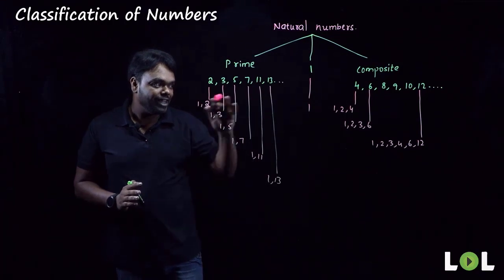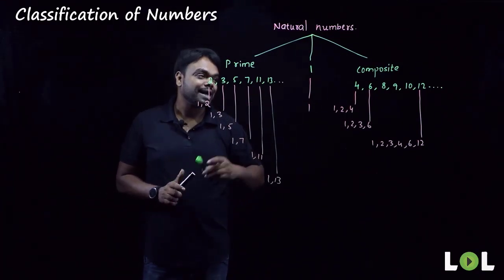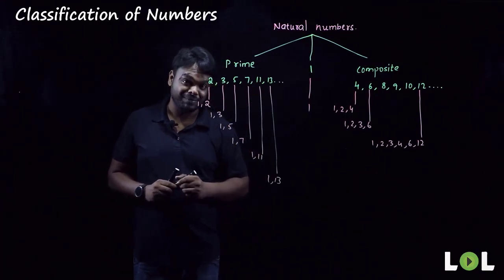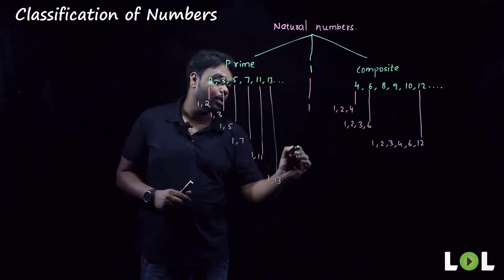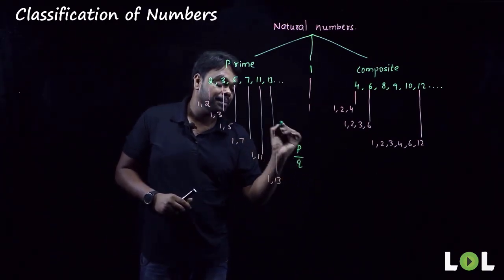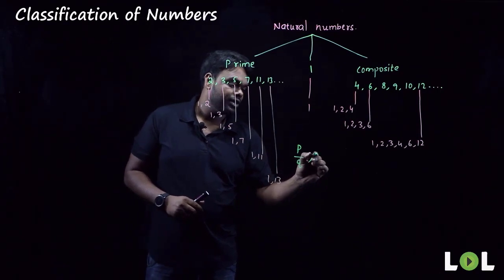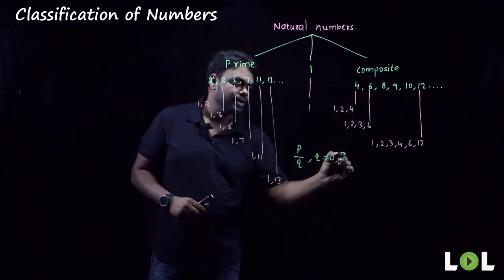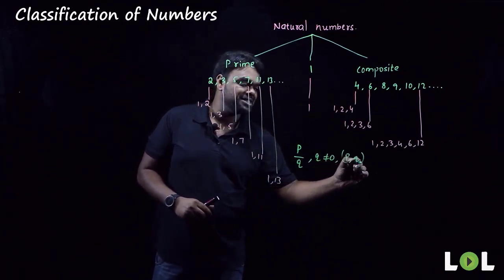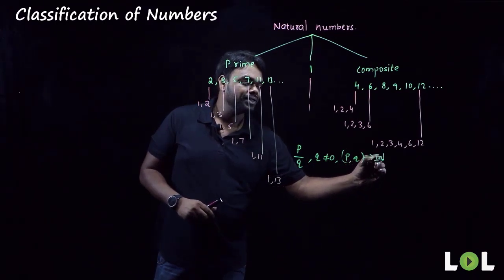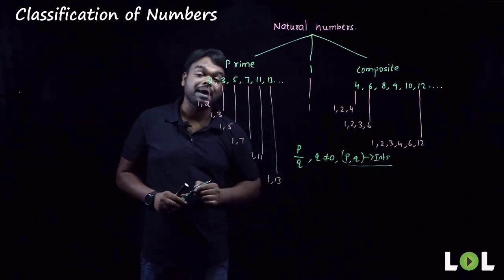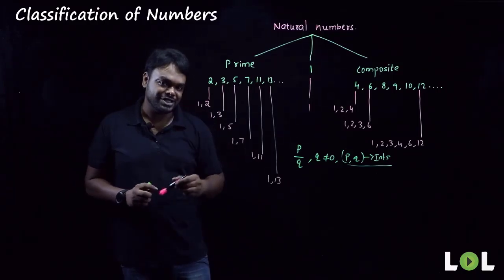Now, in this process of classification, we forgot one thing. About the rational numbers, I told you number must be in the form of P by Q and Q is not equal to 0, and both P comma Q must be integers. Well, we didn't discuss about this part, why P and Q are integers. Let us check this out.